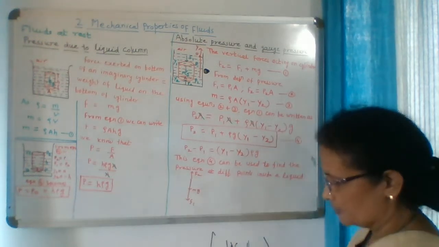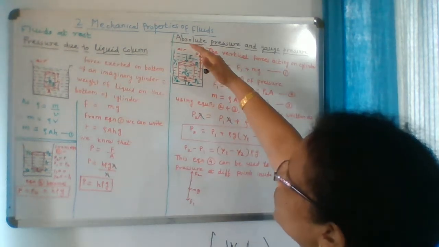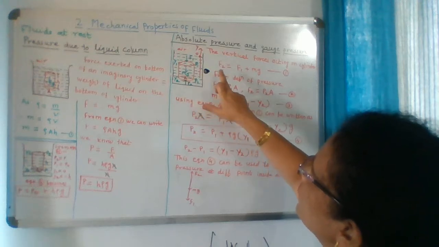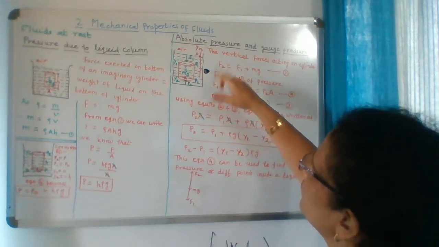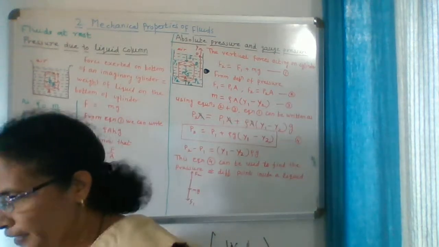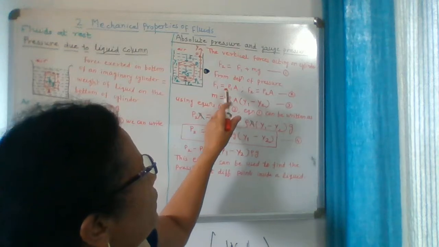The resultant of all these forces must be the same. So we can compare: downward force must be equal to upward force. So F2, the upward force, is equal to the downward forces, F1 plus mg. Now from the definition of pressure, pressure is equal to force upon area.